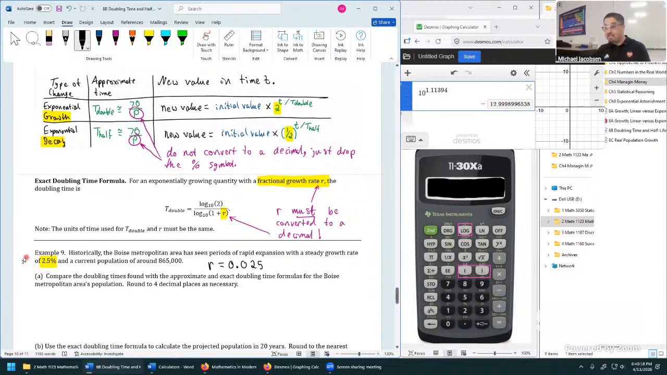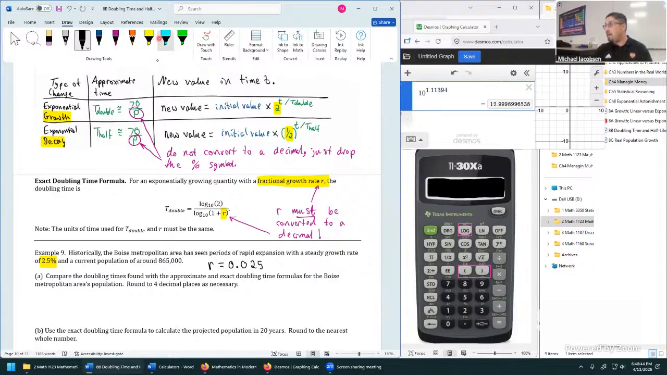So here's the example 9 context. Again, it's really brief. It says, historically, the Boise metropolitan area has seen periods of rapid expansion with a steady growth rate of 2.5% and a current population of around 850,000 people. That current population is probably going to be our initial value in a problem. So let's pull that together by highlighting it.